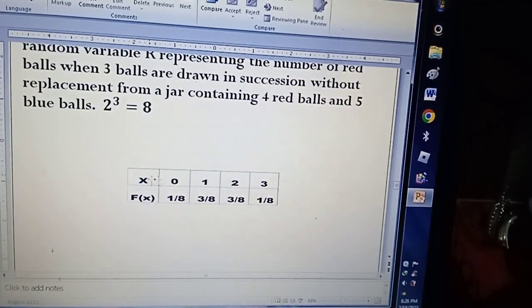Okay. This is the table for that discrete probability distribution: 0, 1, 2, 3, because there is an outcome where 0 red balls come out, and that is 1/8. 1 red ball comes out, the probability is 3 over 8. Also 2 red balls come out, that is 3 over 8, and for 3 red balls only 1 over 8 in the possible outcomes. So this is the table, no?